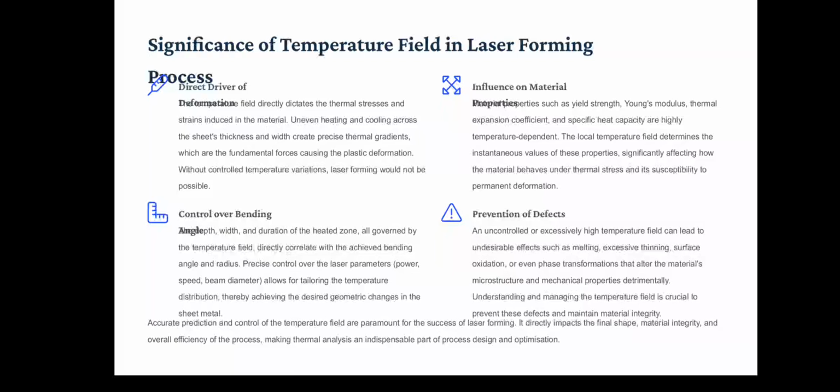Control over bending: the width and duration of the heat zone, all governed by the temperature field, directly correlate with the achieved bending angle and radius. Precise control over the laser parameters influences the material and helps prevention of defects. These determine the overall efficiency of the process, making thermal analysis an indispensable part of process design and optimization.